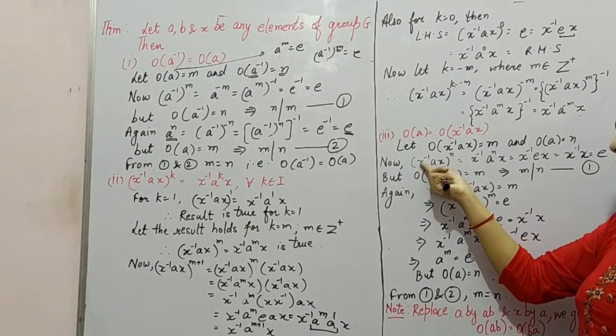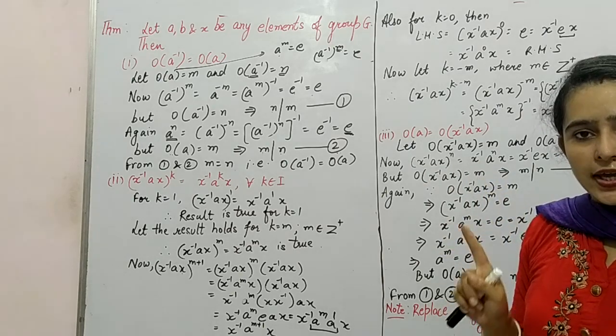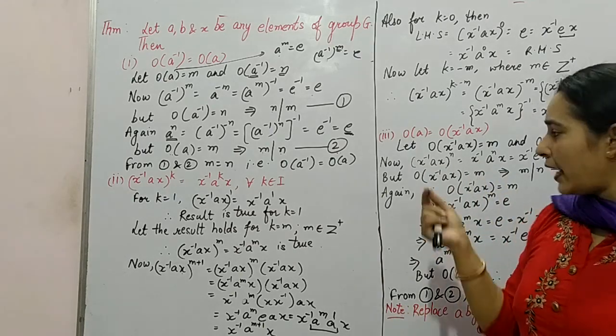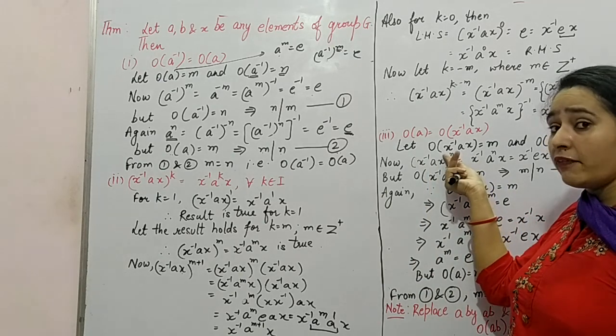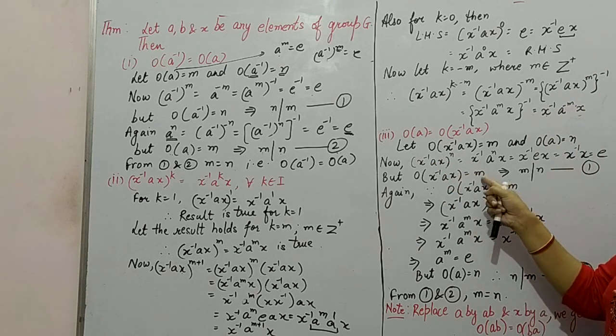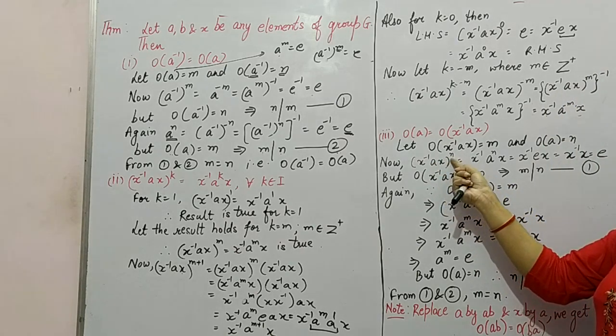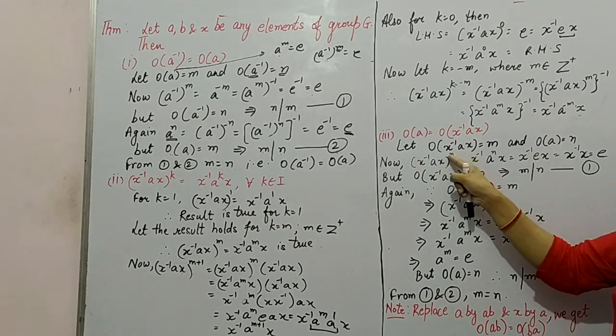But order of this element is m. And we know that for any element which satisfies this property, that power should be divisible by the order of that element. That means this m, the order of this element, must divide this number n. So this implies m divides n.